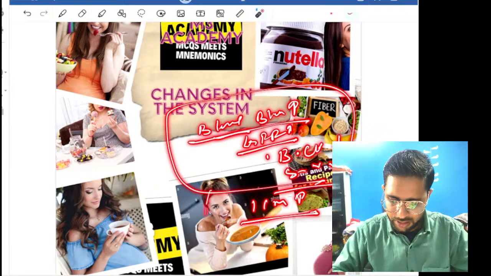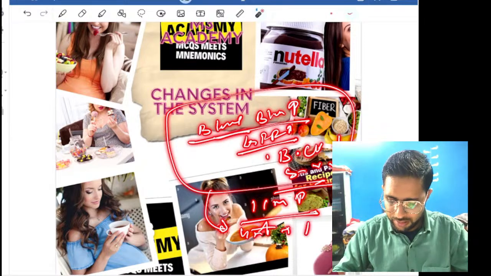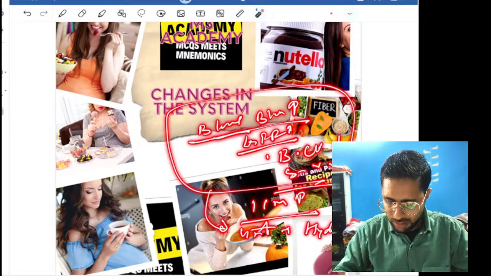And you see there is so much water in the pregnancy. Water means pani. So pani in the kidney means hydroureter.